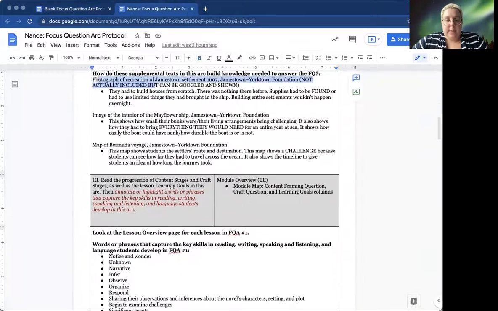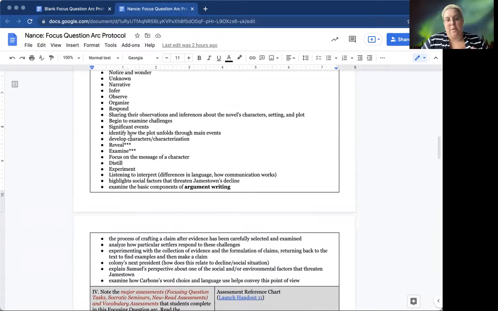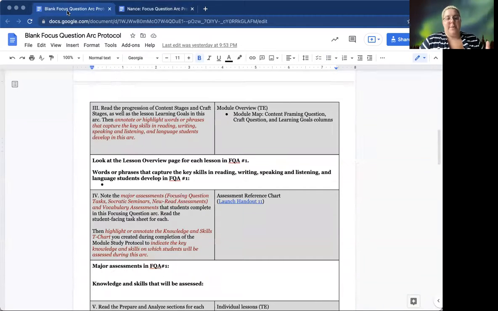So what you'll see here is that we looked at those, and I was recording as this teacher was shouting out things that stood out to him, and you could do it similarly. And then if you see words that are coming up over and over again, this could be however you want it to, but the aim is just to pull out whatever words or phrases really capture the key skills in reading, writing, speaking, and listening, and language that students are going to develop as they move through focus question ARC number 1.